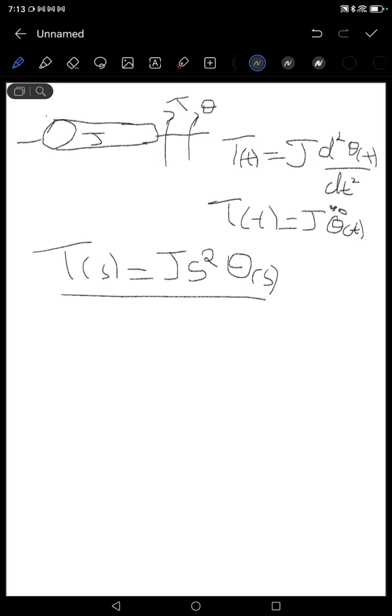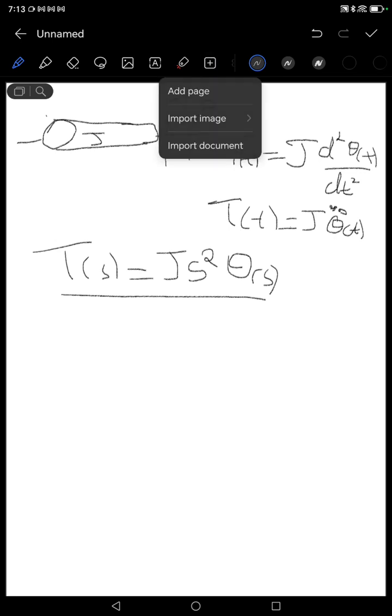Okay, so now let's do an example and show you how to solve this rotational figure when we are given it. They ask us to determine the transfer function G of s equals theta of s over T of s. So most of the time they will ask you to determine the transfer function under this rotational system.